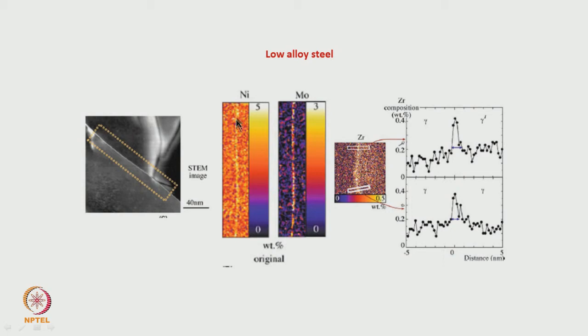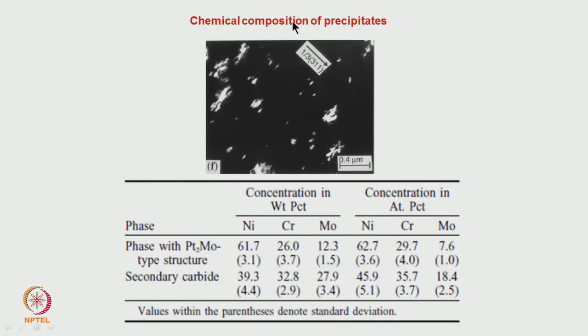Okay, this is essentially a qualitative picture, and then we can get some quantitative information also about how the elements are distributed. This is another example where very fine precipitates are seen. These precipitates are suspected to be, this is in an Inconel 625 alloy, which contains nickel, chromium and molybdenum. So, we wanted to find out the composition of these precipitates using energy dispersive analysis.